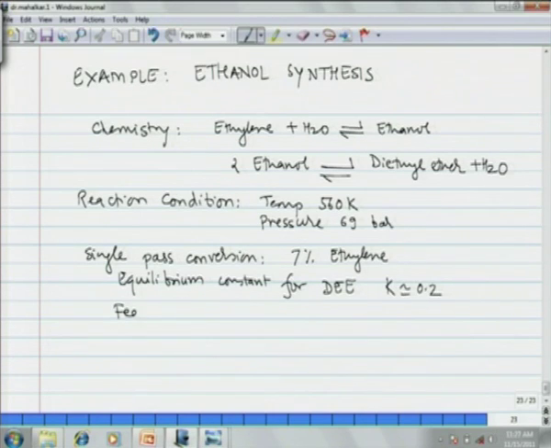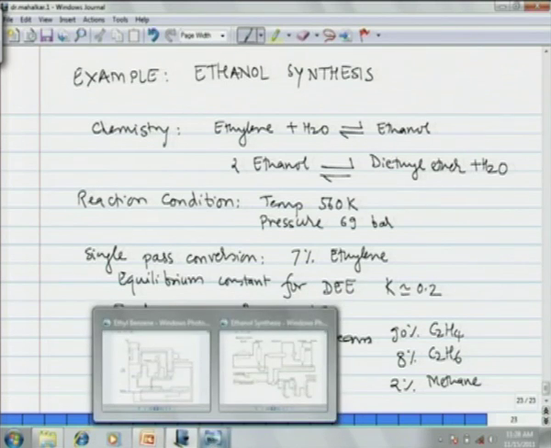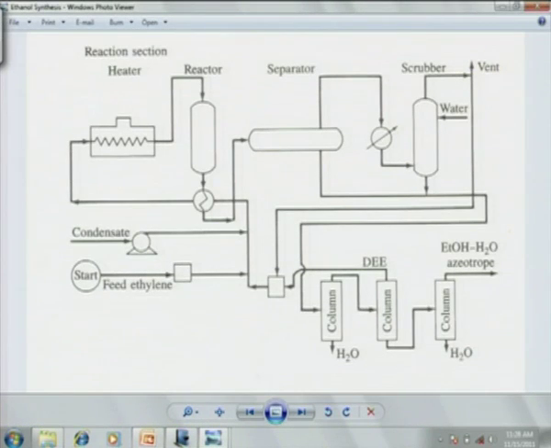The feed streams for the process are pure water and an ethylene stream that contains 90% ethylene, 8% ethane and 2% methane, and based on the energy integrated flow sheet, we have to now design using the hierarchy of decisions.